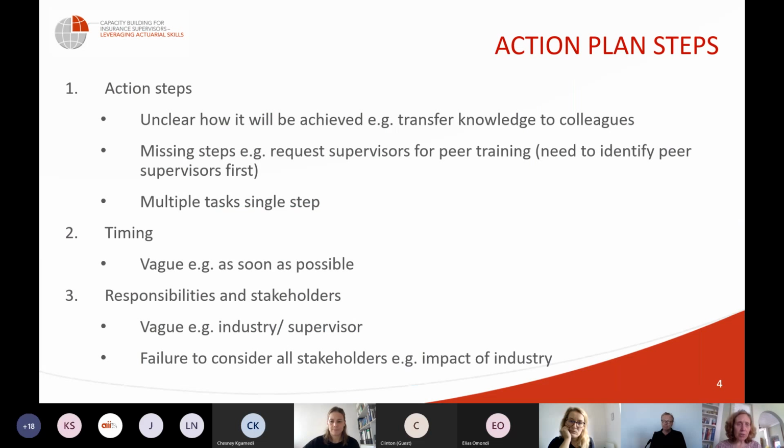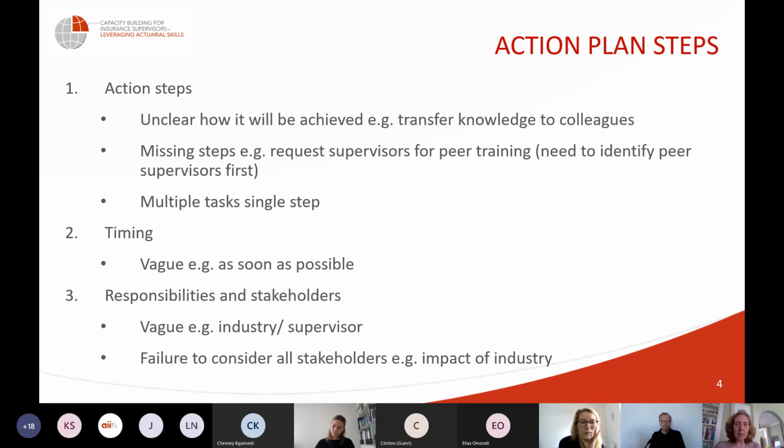And then just lastly, I wanted to remind you, we haven't talked about the steps in your action plan, but there are some common pitfalls that we've seen in previous action plans and in some of these action plans that have already been handed in. So maybe you can have a look at these as well. Sometimes, and we've talked quite a lot about this, it's unclear how these objectives will be achieved through the action plan steps. So we don't necessarily know how you're going to share the knowledge with your colleagues.